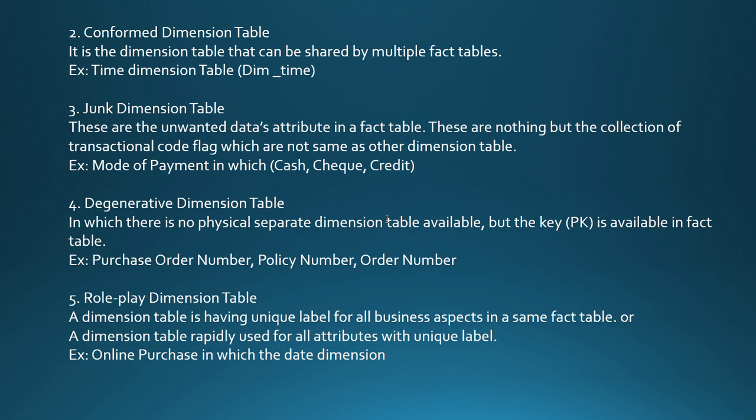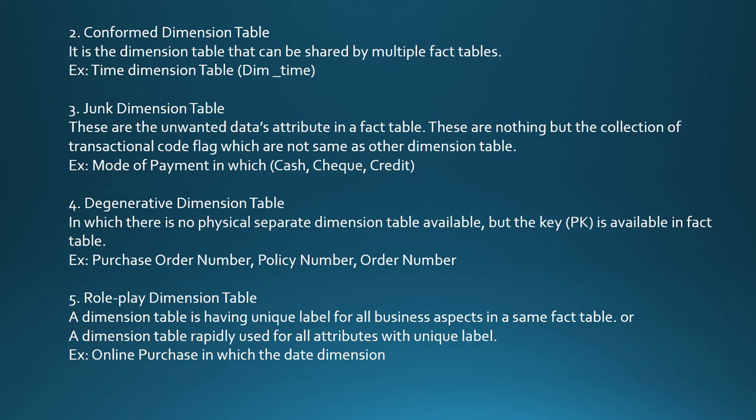Fourth one is degenerate dimension table, in which there is no physical separate dimension table available, but the primary key is available in the fact table. Example, purchase order number, policy number, order number. Fifth one is role-playing dimension table. A dimension table having a unique label for business aspects in the same fact table, or a dimension table repeatedly used for all attributes with a unique label. Example, online purchase in which the date dimensions.